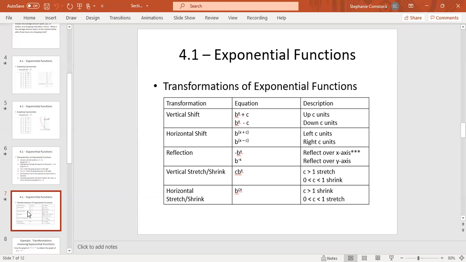Again, numbers bigger than 1 are going to stretch them. Numbers between 0 and 1 are going to shrink them. Horizontal stretches and shrinks are going to be done up in the exponent. And again, they're going to do the opposite of what you think it's going to do.